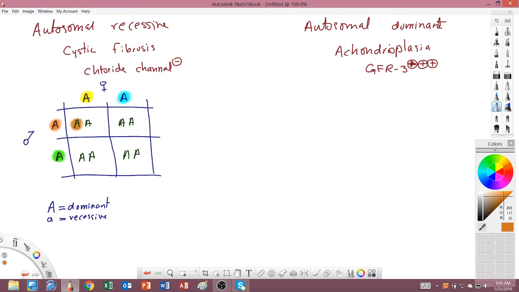You can only get 1 allele from a dad. You get either green or what? Or orange. You cannot get 2 from dad. Because all sperms are haploid. They'll carry 1 copy of the gene. Now the likelihood of a sperm carrying orange or green is 50-50. And then depending which sperm will come and fertilize. So from dad you get either the green or the orange.